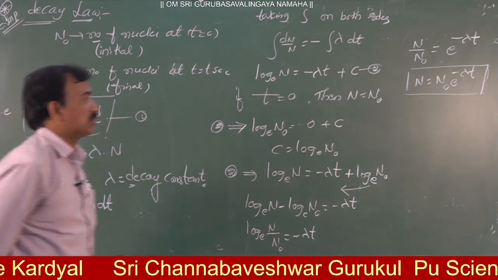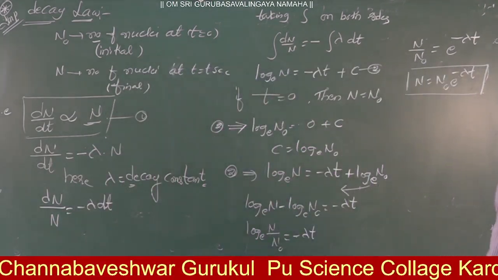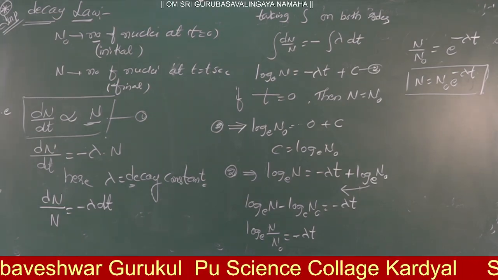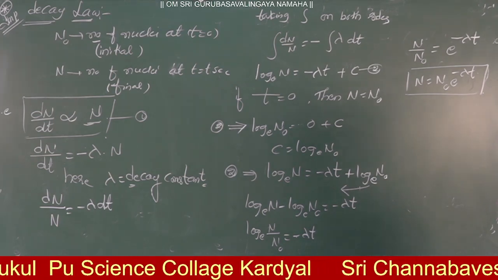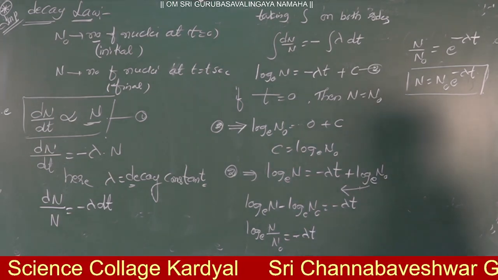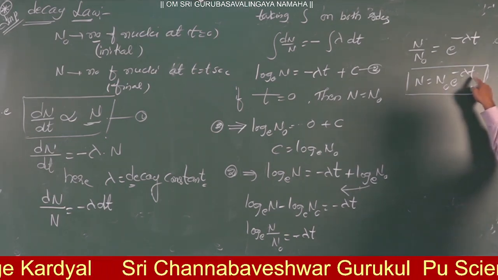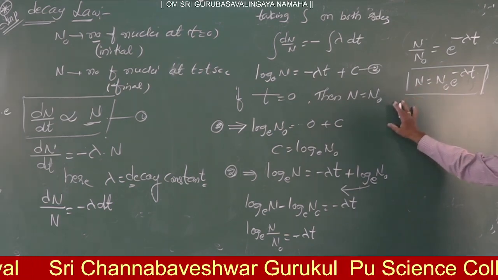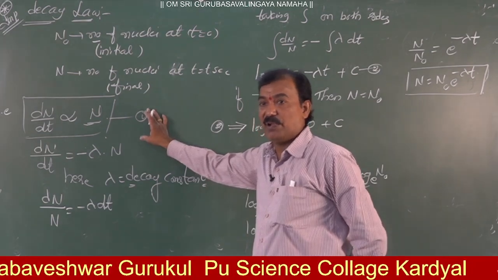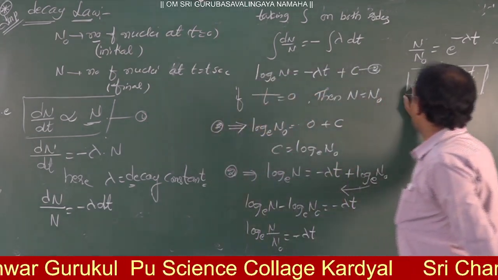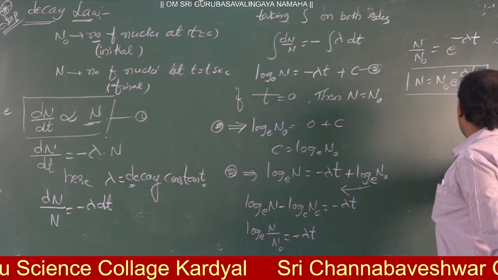So N is equal to N naught into e to the power of minus lambda into t. Here e means exponential decrease. The number of nuclei always decreases exponentially with respect to time. So this is one of the final equations. The first equation is the main equation, and from equation 1 we have to derive this. So N is equal to N naught into e to the power minus lambda into t. This is equation 3.